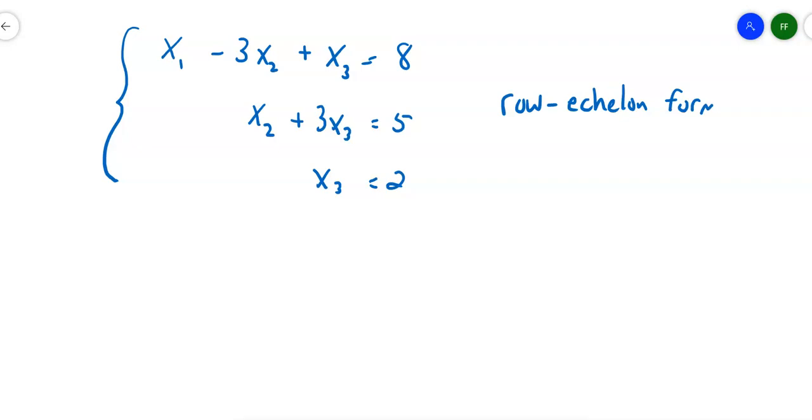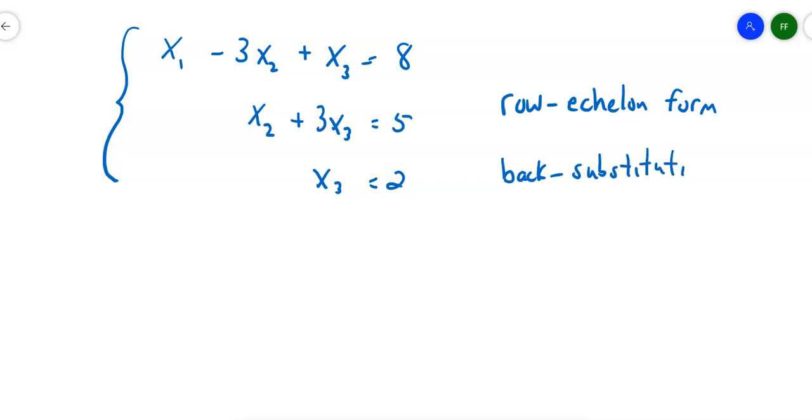Sometimes you'll also see this referred to as having a stair-step pattern. So you've got the x sub 3, then the next row has two variables, and the third row on top has all three variables. And you can solve this system easily by what we call back substitution.